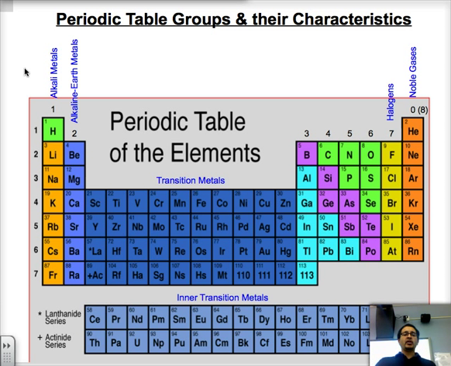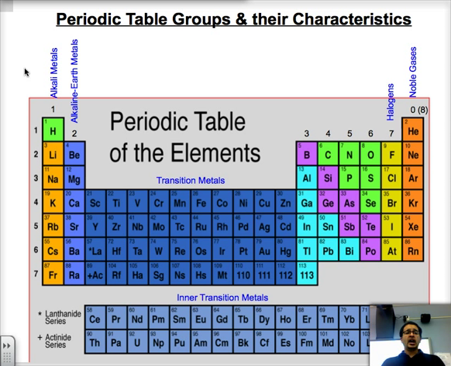As you remember, the columns are called groups while the horizontal rows are called periods. Now there are 8 groups that we want to worry about, which we have numbered for you. I have simplified the numbering system in this periodic table so we can focus on the numbers that are of interest to us also in the IB. So we have groups 1 through 7 plus the noble gases, which is group 0. Sometimes that group is referred to as group 8, so I have put that 8 in parentheses.